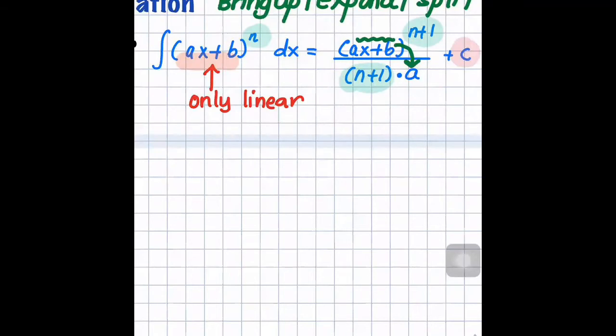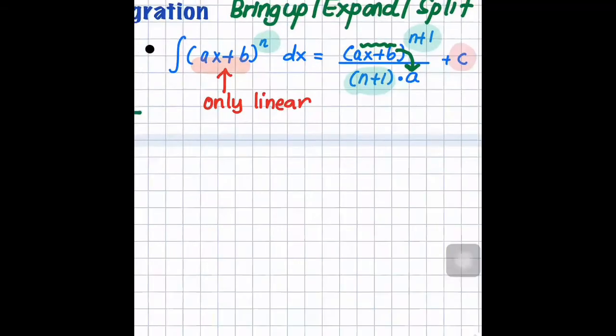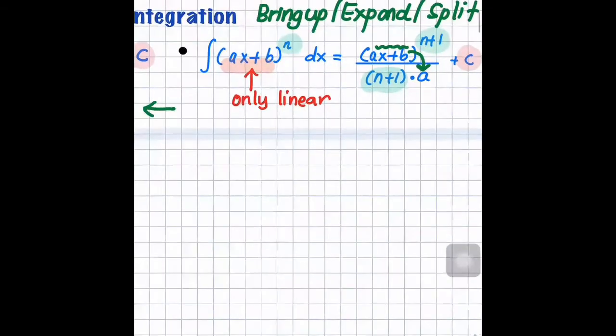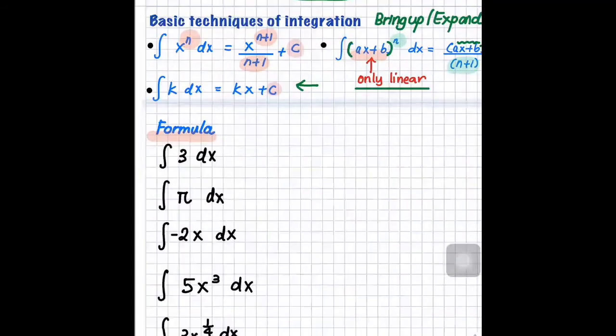So let's do some examples. Before you go into examples, I want you to be very careful with the word only linear here. This formula will only work if your bracket has a linear expression. If it has a quadratic, it will never work. Okay, so answer for me. 3 is a constant. If you integrate, what is your solution?